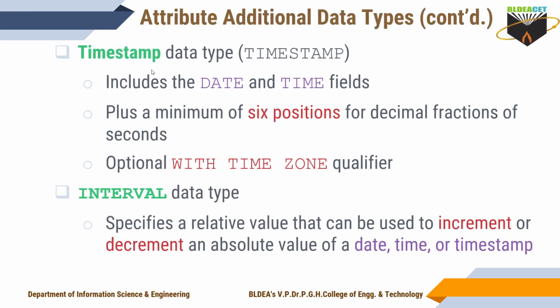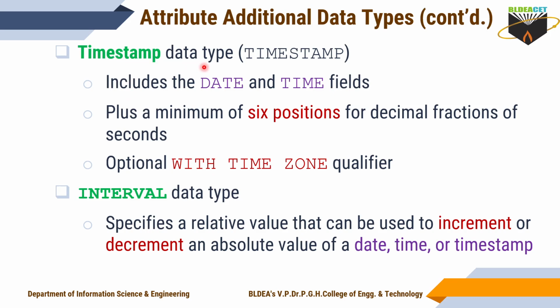Along with this, some additional data types are there, that is the timestamp data type. Timestamp includes date and time. You also know date as one of the data types, but along with the date, if you want the time, then you go for the timestamp. Timestamp is a combination of date and time. It holds a minimum of 6 positions: 2 specify the hours, 2 specify the minutes, and 2 specify the seconds. Then there are 6 positions for the decimal fractions of the seconds. It also has a time zone qualifier as an option, which is optional.